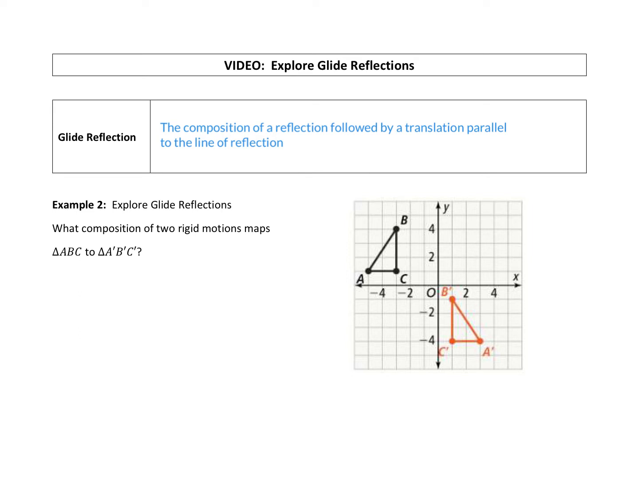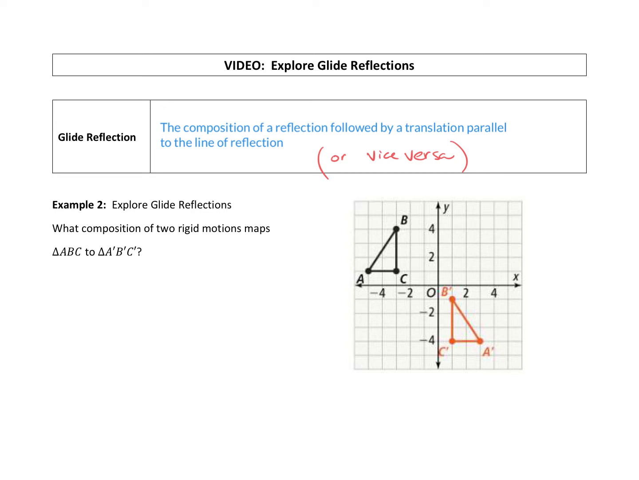Or vice versa. What I mean by that is the composition could start with the translation that runs parallel to the line of reflection, followed by the reflection. So it's basically a translation and a reflection. You could do the translation first, the reflection second, or the reflection first and the translation second. As long as it's those two transformations and your translation is parallel to the line of reflection, that's what we call a glide reflection.